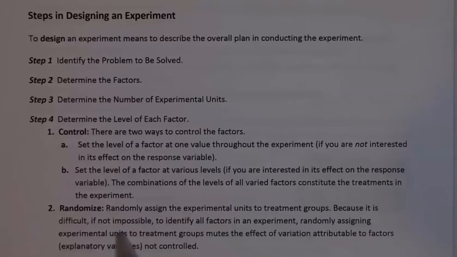Because it is difficult, if not impossible, to identify all factors in an experiment, randomly assigning experimental units to treatment groups mutes the effect of variation attributable to factors not controlled. So if there are explanatory variables that we can't control, then by randomly assigning who goes in which group, that mutes any effect that variable might have on the outcome.